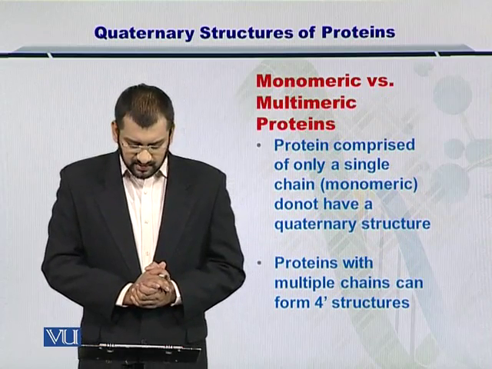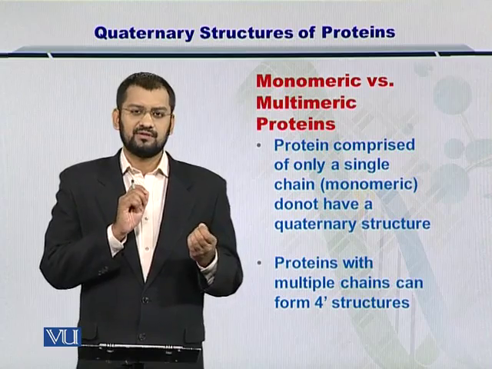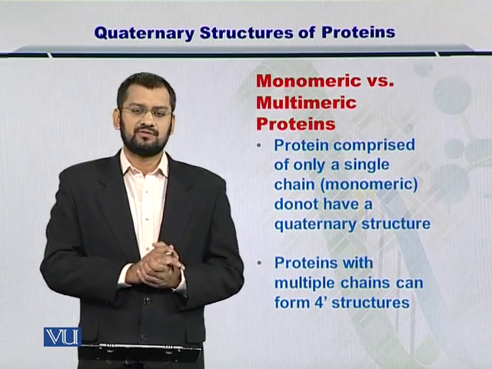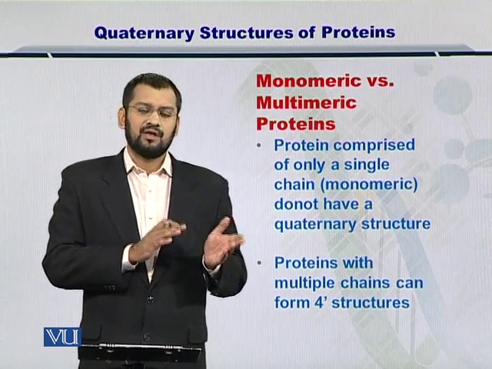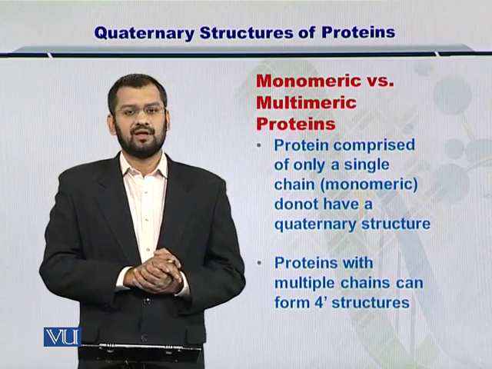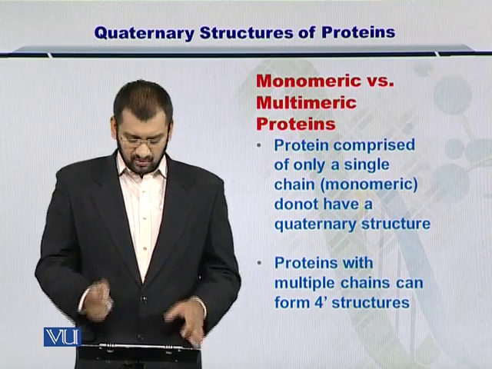So, as I just mentioned, proteins comprising a single chain of amino acids can have a monomeric structure or the tertiary structure, while polypeptide chains which act together to make a structure will give rise to a quaternary structure, and that will be the overall structure of that protein.